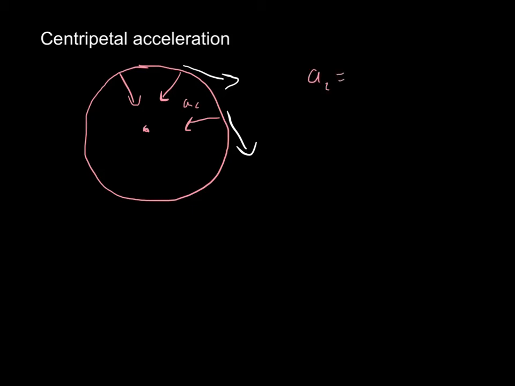Centripetal acceleration is equal to v squared over r, so our velocity squared over r. The other way we can write this, remember that v was equal to r omega, so (r omega) squared over r. Well, r squared over r is just r, and omega squared, so the other way to write that is that a_c is equal to r omega squared. So our centripetal acceleration is equal to r omega squared.